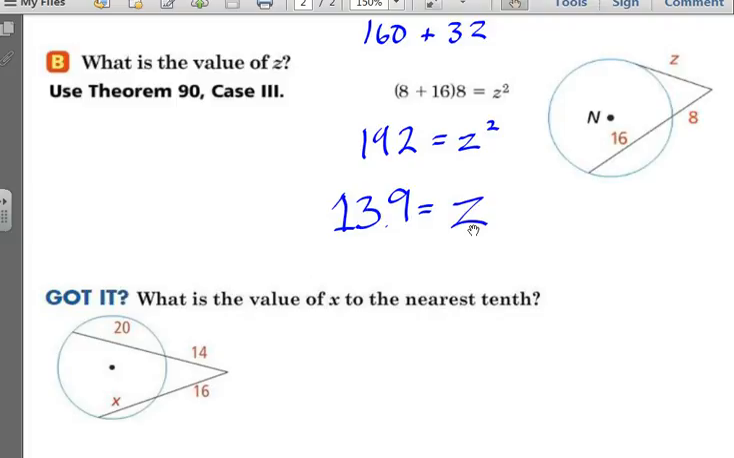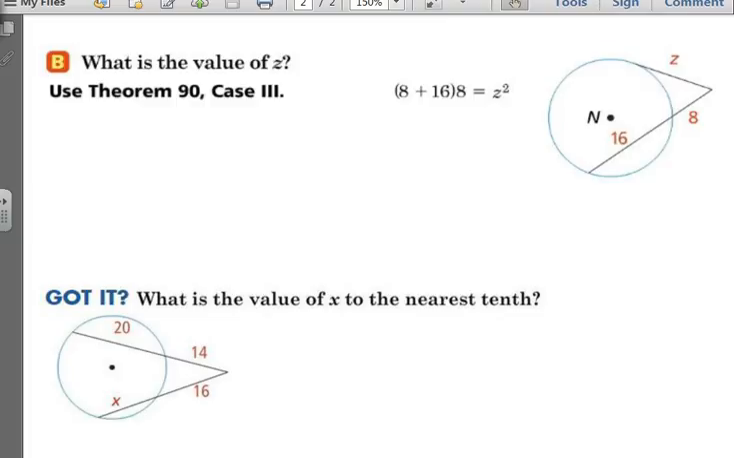It doesn't tell us where to round, so. Oh, you're fine. What's up? Okay. Try that on your own.